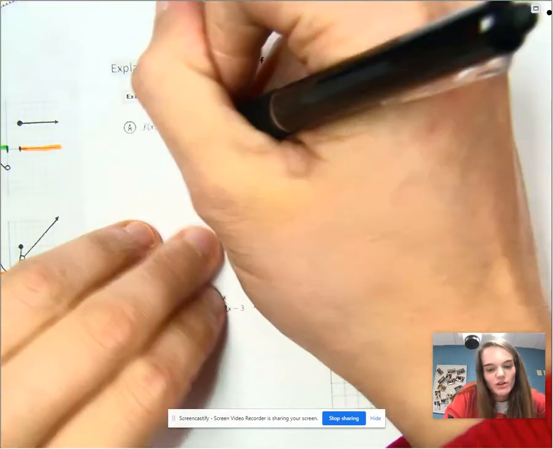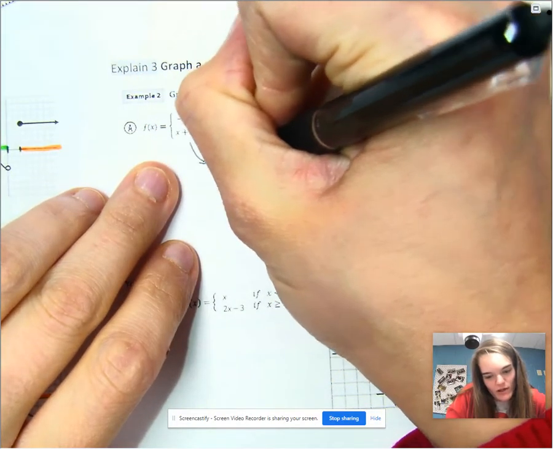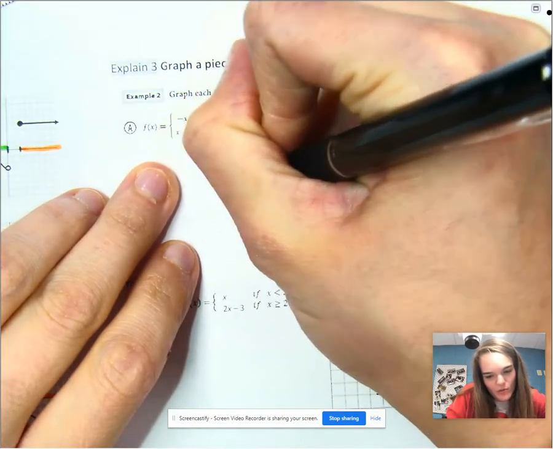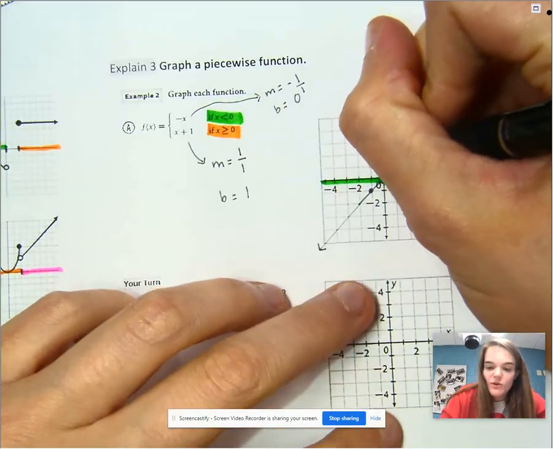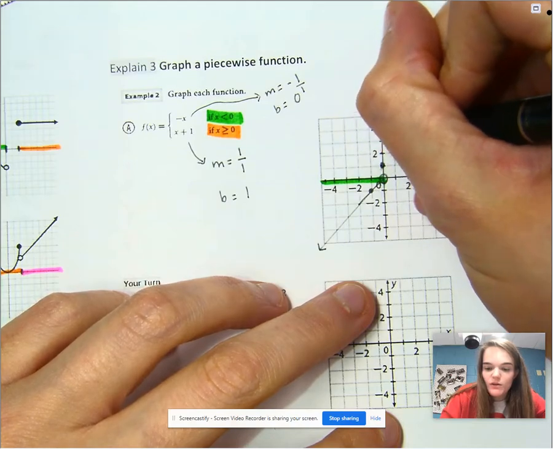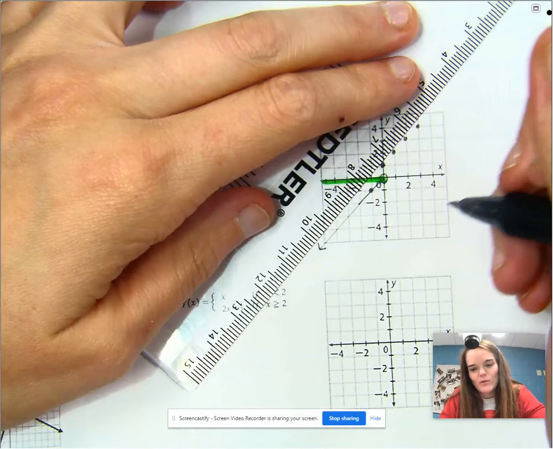Let's talk about this portion. This has a slope of 1 over 1. The y-intercept is 1. That means I start at +1 and go up 1 over 1. And I connect. We'll talk about what we need.